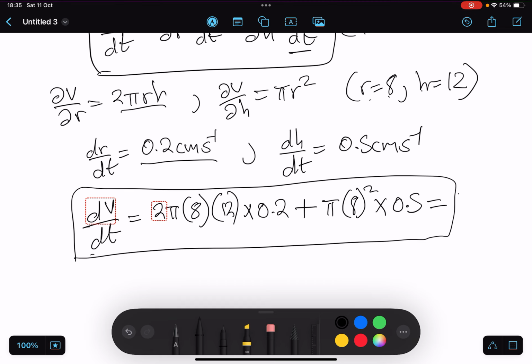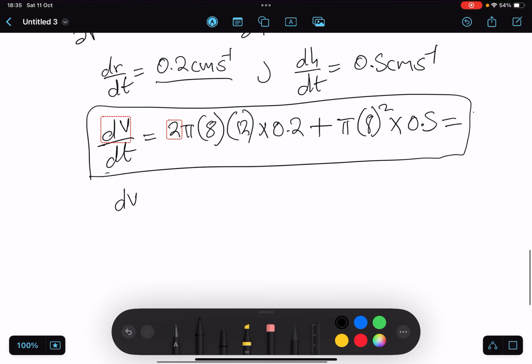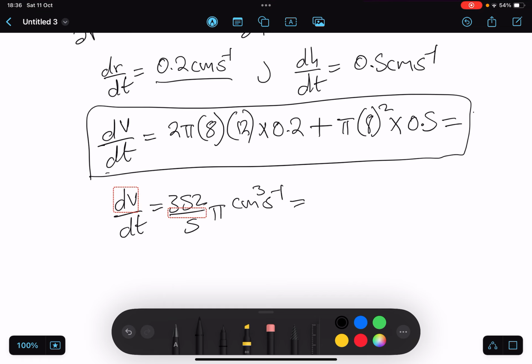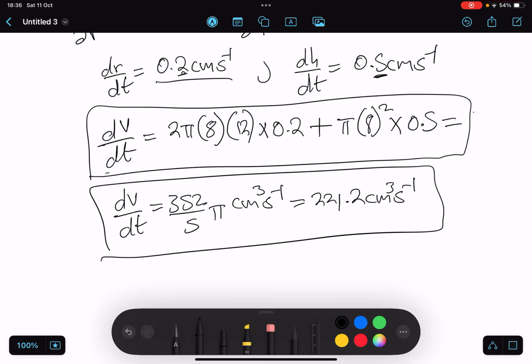Getting something like dV over dt is equals to 352 over 5 pi centimeter cube per second. This is the volume, or you can write it in decimal, which is 221 point. Since these were given in one decimal place, we can also give this in one decimal place: 221.2 cubic centimeters per second. So this is how you find the rate of change of the volume.